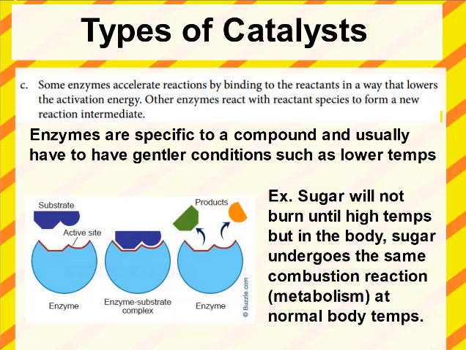We also have enzymes that can accelerate reactions by binding to the reactants in a way that lowers the activation energy. Other enzymes react with reactant species to form new reaction intermediates. The issue with enzymes is they're specific to a compound and usually have to have gentler conditions, such as lower temps. For example, sugar will not burn until high temperatures, but inside the body, sugar can undergo the same combustion reaction at normal body temperatures because of enzymes.